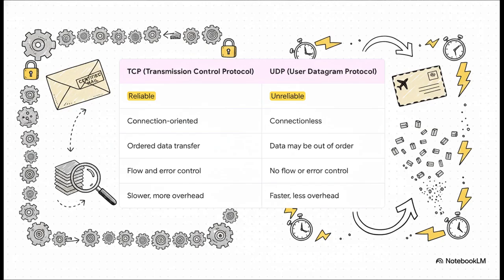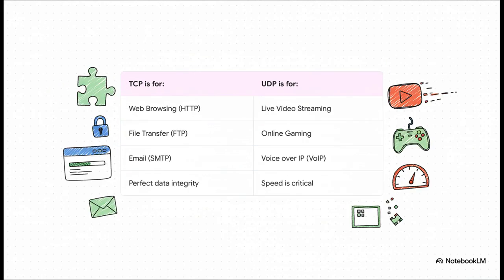But on the other side, we've got UDP, the User Datagram Protocol. This is our postcard. It is incredibly fast and simple. It just scribbles a message and tosses it in the mail. No confirmation, no tracking, just speed. So the whole game is about picking the right tool for the job.